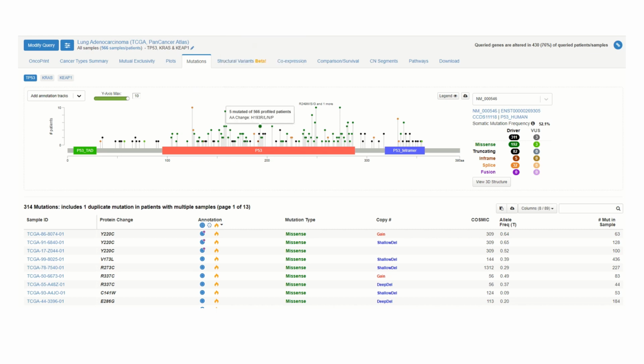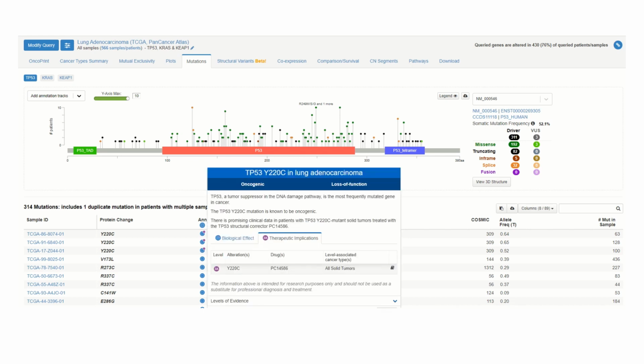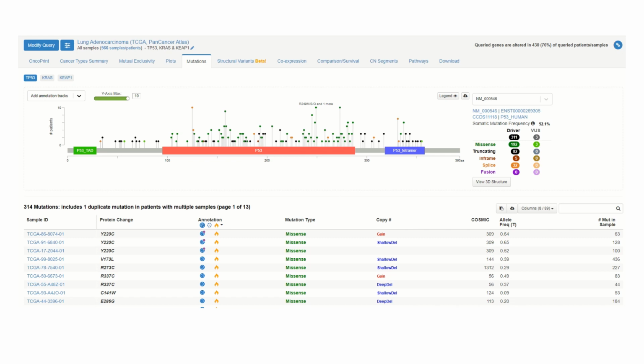Hovering the pointer over the blue circle under the annotation column provides more information on the gene, specific type of mutation, and biological effect. There is also a fire icon which indicates a recurrent hotspot. It is also worth mentioning that you can add OncoKB and cancer hotspot tracks to see whether the mutations are common driver mutations.